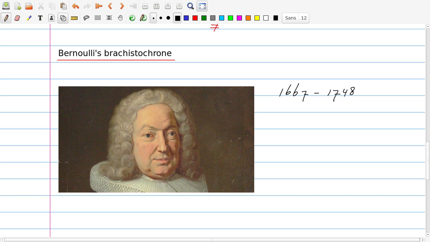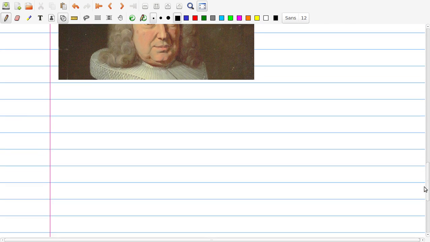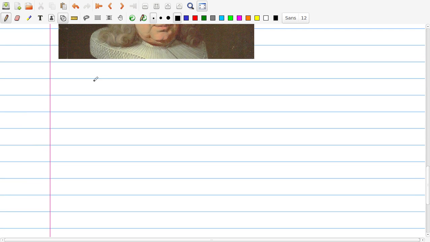So what is the problem of Bernoulli about? Well, we consider 2 points in space. They are called A and B. And we want to make a track running from A to B such that a particle or a ball which rolls along this track will reach B when released at rest from A in the shortest possible time.